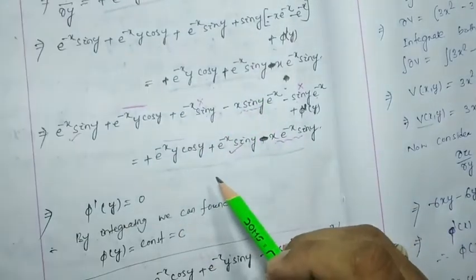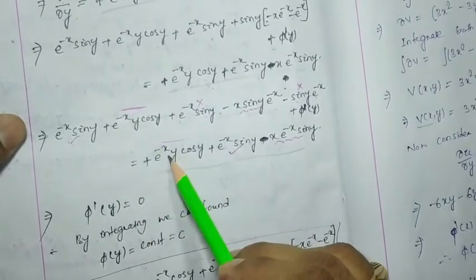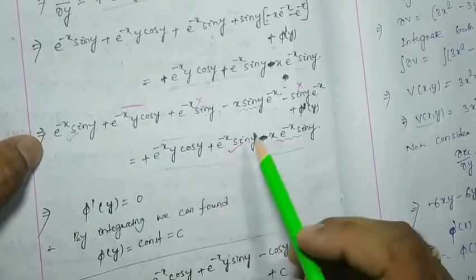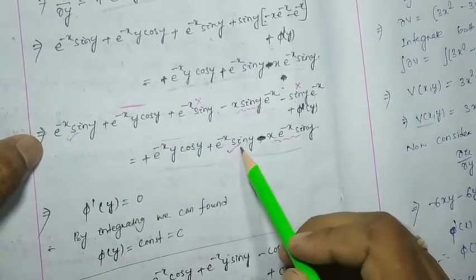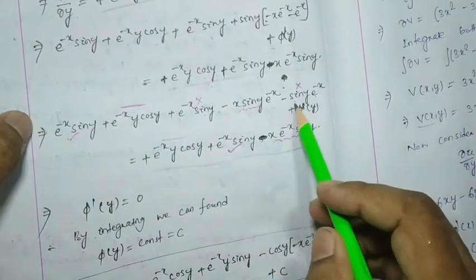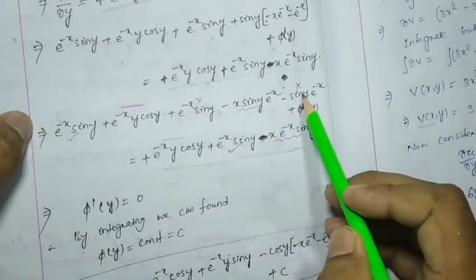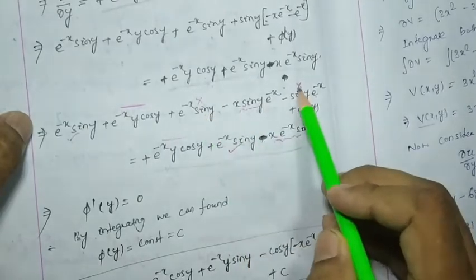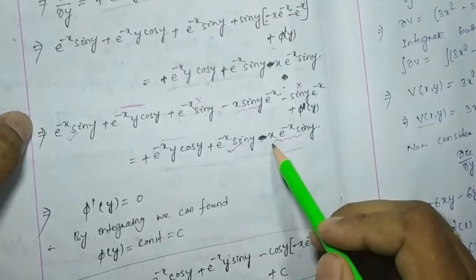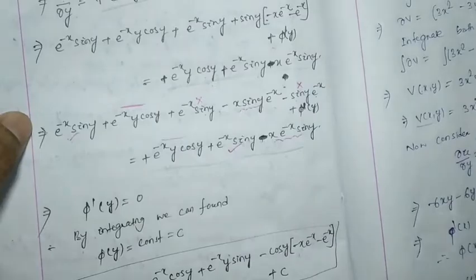Okay, you can see that this term is plus, this term is plus, so they cancel. And this term, e to the minus x sin y, here another term is e to the minus x sin y, so both cancel. So here e to the minus x sin y, here minus sin y e to the minus x, e to the minus x sin y, this is minus, so these two terms have been cancelled. So here minus x sin y e to the minus x, and on the right hand side also minus x e to the minus x sin y, so these two terms have been cancelled out.